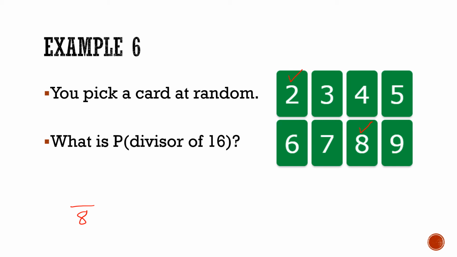3 will not go into 16 evenly, so it can't be 3. 4 times 4 is 16, so 4 would be. 5 will not go into 16. 6 will not go into 16. 7 would not go into 16. We've already said that 8 would. And then 9 will not go into 16. So out of those 8 choices, the probability of it landing on a divisor of 16 is 2, 4, and 8. So that means 3/8 probability or chance of it being a divisor of 16.